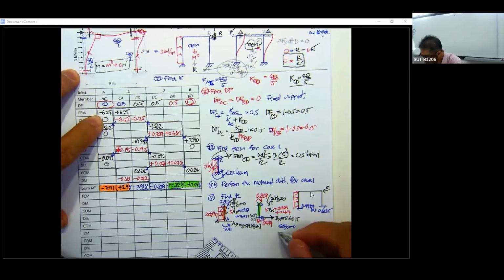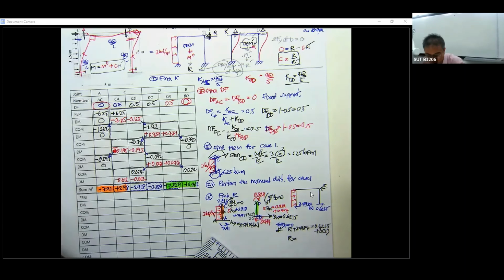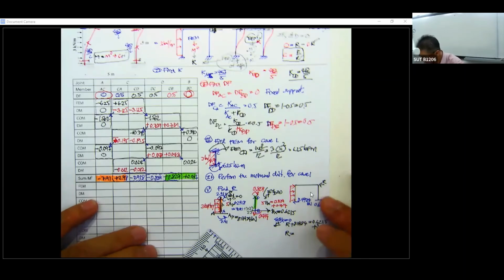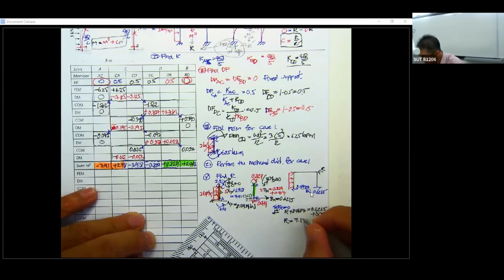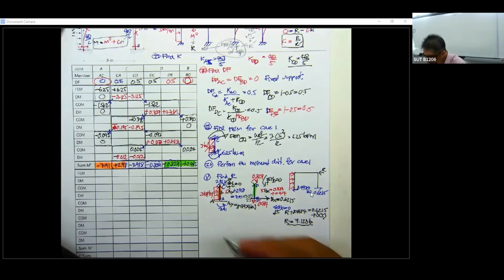Then you do the summation of forces in x equal to 0, and then you're going to determine the R. So put this one in positive. R plus 8.4984, minus 0.6215, and this one is going to be 3 times 5. You compute this, and you're going to get R equal to 7.123 kilonewton.